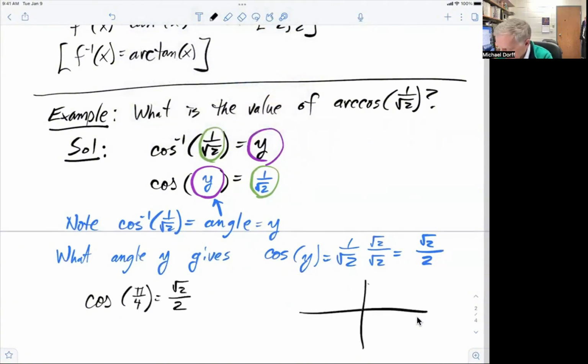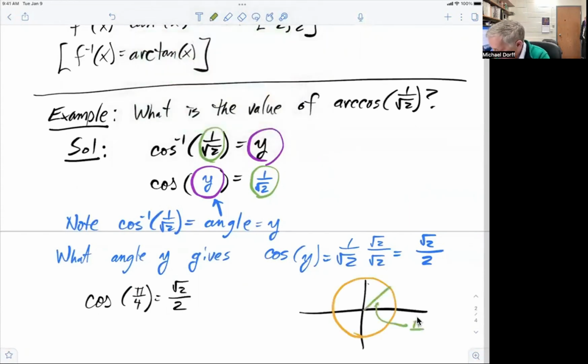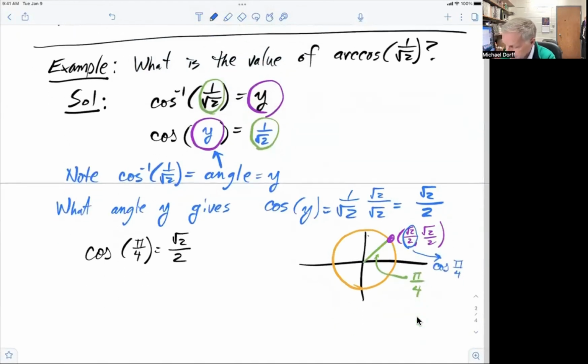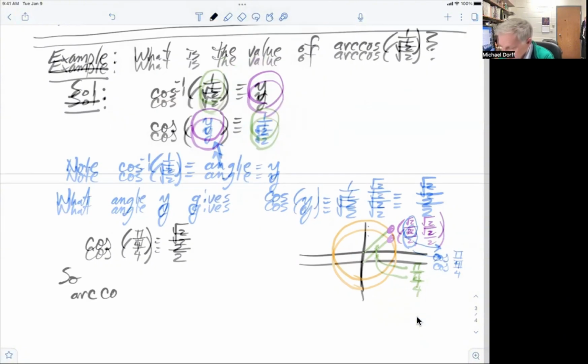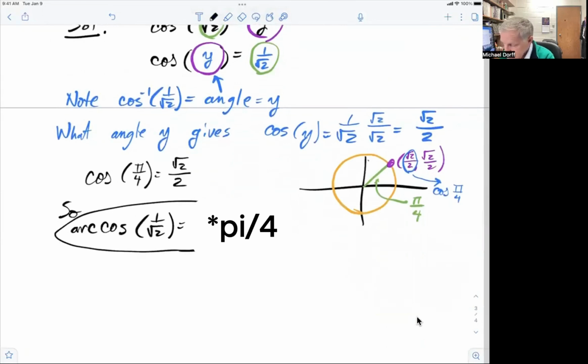That's because if I look at the circle and I do an angle of pi over 4, then I've got square root of 2 over 2, and that first term is equal to the cosine of pi over 4. So what does that tell me then? Arc cosine of 1 over square root of 2 equals pi over 6. Now notice, some of you may say, well, wait a minute, cosine of negative pi over 6 also equals 1 over square root of 2.